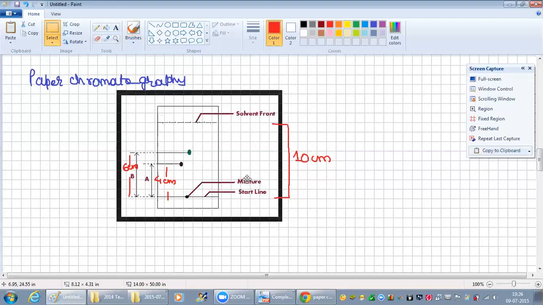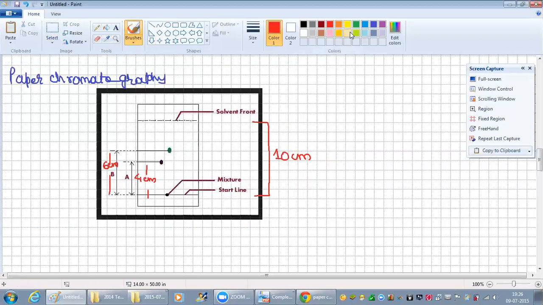So we have to copy this diagram. Yes. This is the definition of RF value.